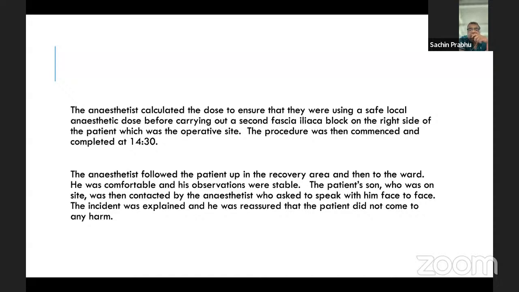So what the anesthetist did here was she calculated the toxic dose, and then she put a block on the other side. The anesthetist followed the patient up in recovery. He was comfortable. His observations were stable. The patient's son, who was on site, was then contacted. So this is the duty of candor. You've got to be honest with the family. You've got to tell them what happened, and that is very important. And I'll come back to that as we move forward.